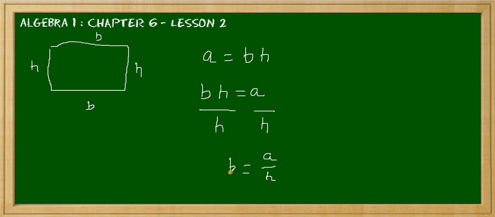Okay? And we're also told to solve the formula for H. So what would we do? Well, we have again BH is equal to A, and we're going to divide each side by B, and that'll give us H is equal to A over B.